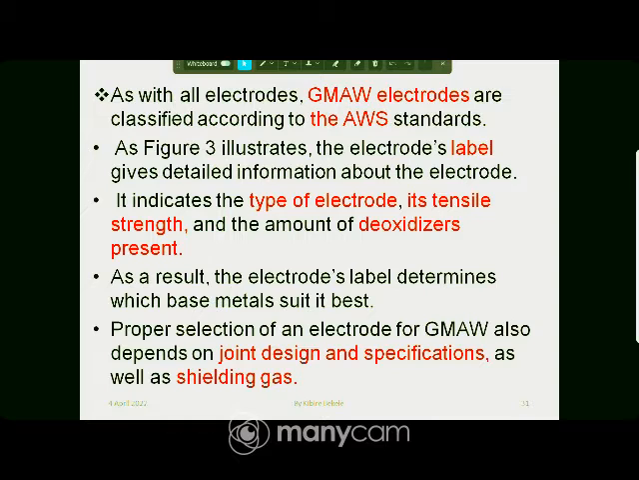The proper selection of an electrode for gas metal arc welding also depends on the joint design and the specifications. There is a WPS during welding. You must always have a WPS, or welding procedure specification. Depending on that, there is a specification, welding joint design, and also shielding gas. So these are almost the criteria to select the best electrode. So the designation is very important here.